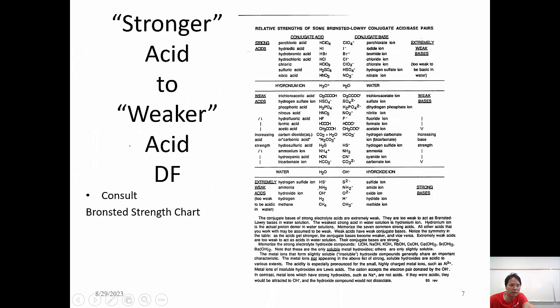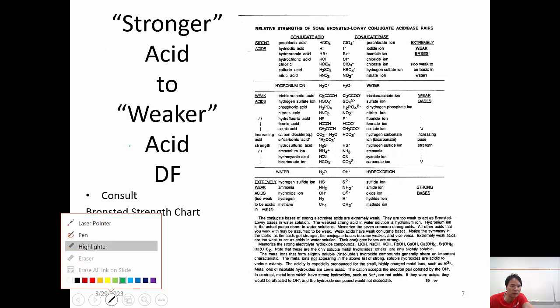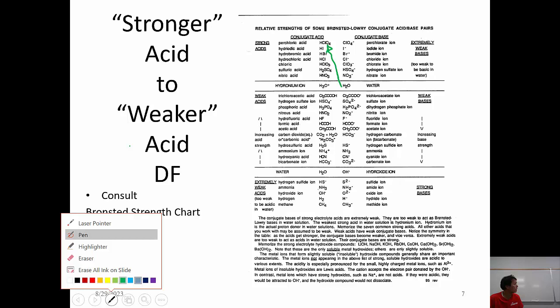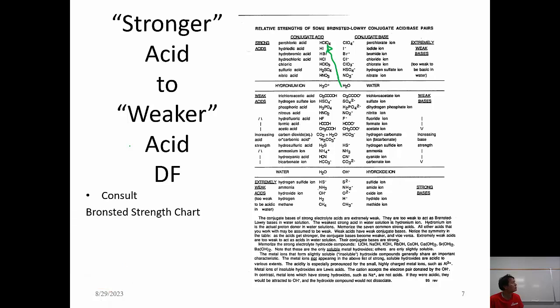Since I can't do the pen when it's zoomed in, let me zoom out. Let me do the pen. So the way I read this chart is like this. H2O attacks ClO4 minus. So the base attacks the acid. When that happens, what we form are the products. The products of this will be ClO4 minus and H3O plus.